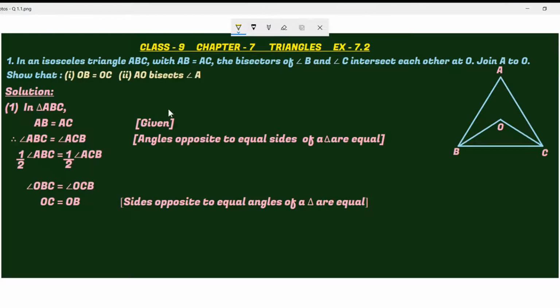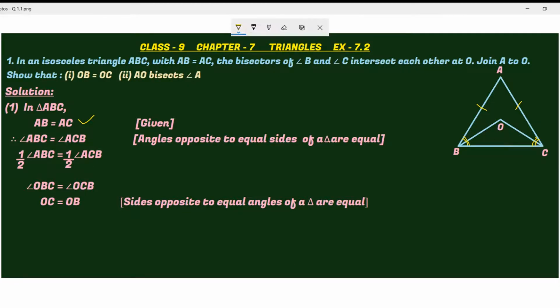Solution. Now we have to consider first triangle ABC. In triangle ABC, AB is equal to AC, that is given in the question because this is the isosceles triangle. And angle ABC is equal to angle ACB. We can prove by the property of isosceles triangle. Angles opposite to the equal sides would be equal to each other. So, this angle would be equal to this angle.